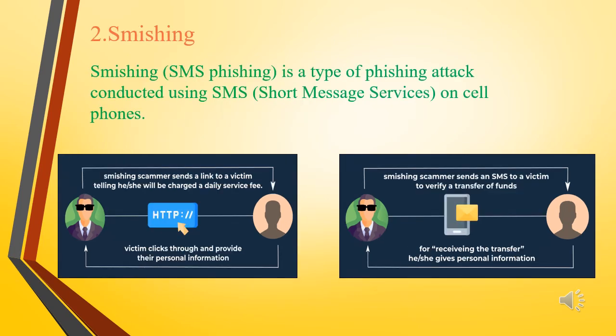Smishing is a type of phishing attack conducted using SMS on cell phones. A smishing scammer sends a link to a victim telling he or she will be charged a daily service fee. Victim clicks through and provides their personal information. A smishing scammer sends an SMS to the victim to verify a transfer of funds. For receiving the transfer, he or she gives personal information.